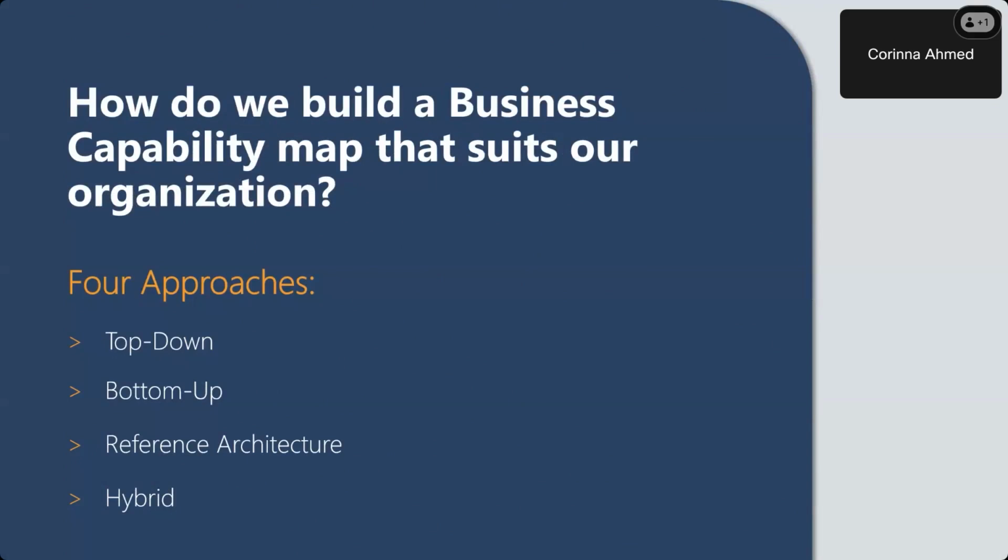In order to produce a business capability map that will actually resonate, we can leverage one of the following approaches: top-down, bottom-up, reference architecture, and hybrid. So we're going to take a look at each of these in a bit more detail.